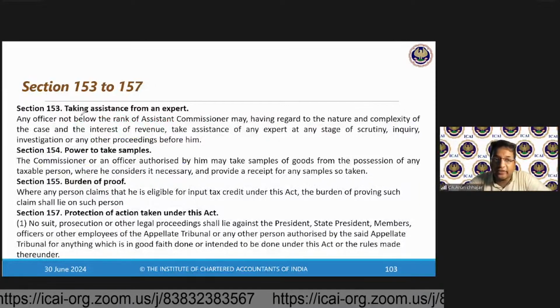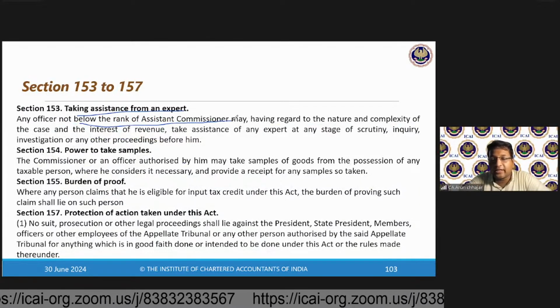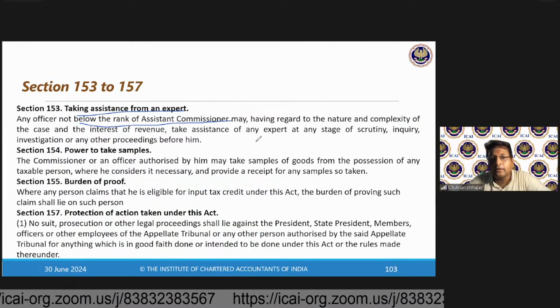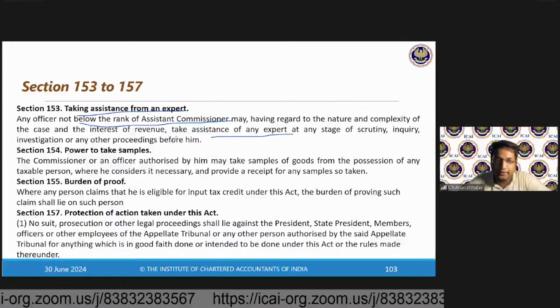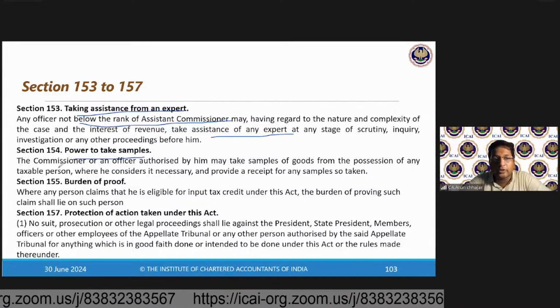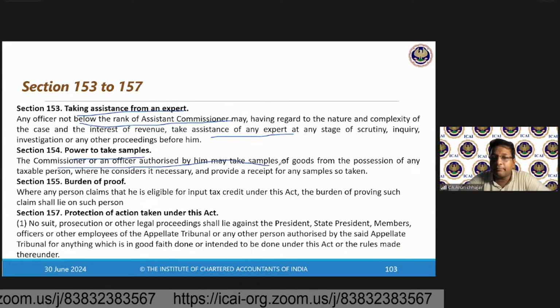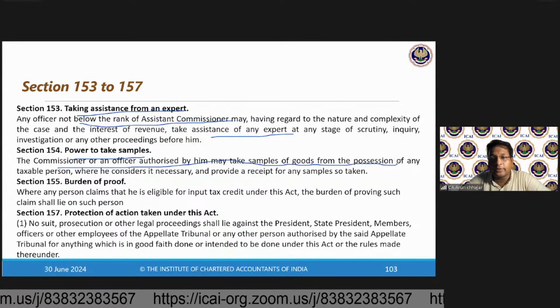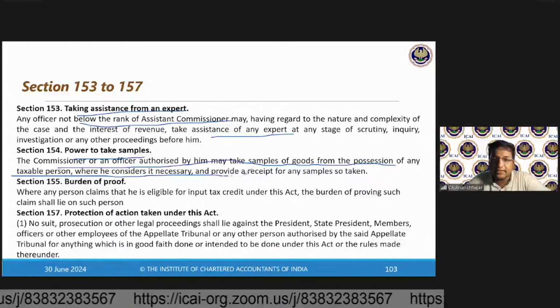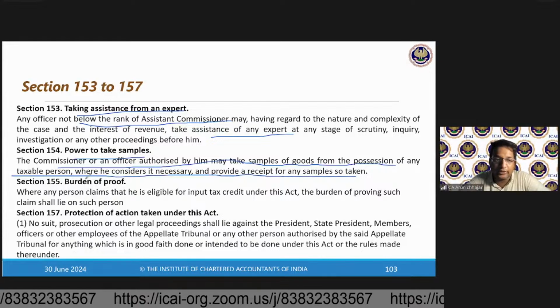Section 153, taking the assistance of an expert. An officer not below the rank of Assistant Commissioner can take the assistance of any expert. Power to take the sample: the Commissioner may take a sample of the goods from the possession of any taxable person where he considers it necessary, and provide a receipt for the sample so taken.